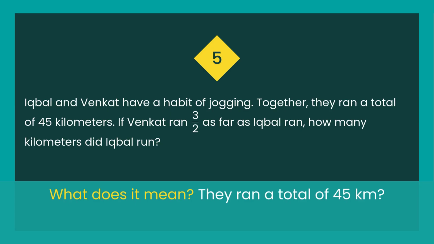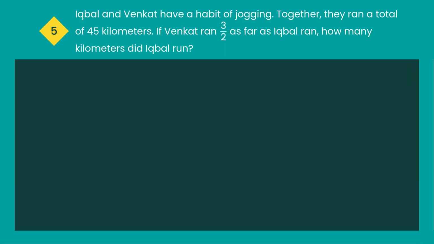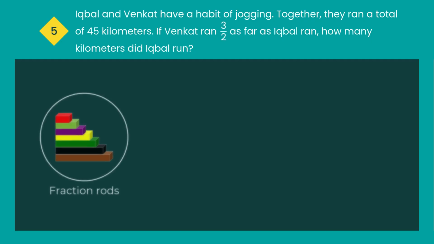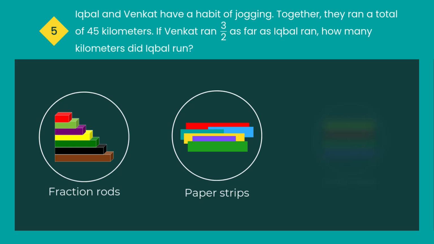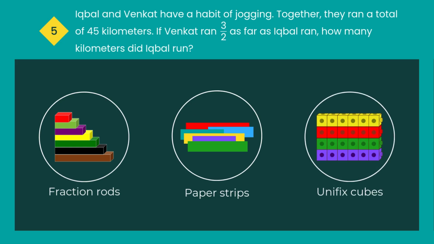Now, let's visualize the problem. Can you imagine how to show both Iqbal's and Venkat's distances on the bar model? If you have materials like fraction rods, paper strips, or Unifix cubes, grab them and create your own bar model to represent the problem. Take a moment to build your model first and then draw the bar model.